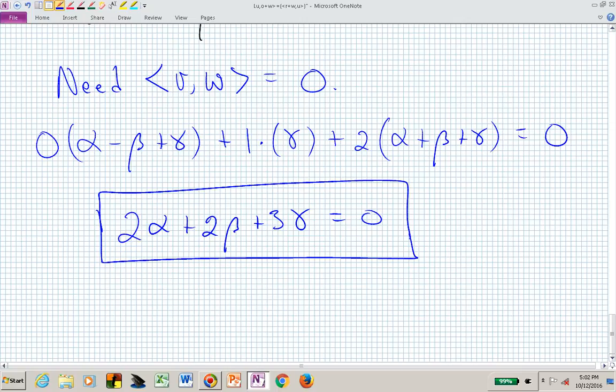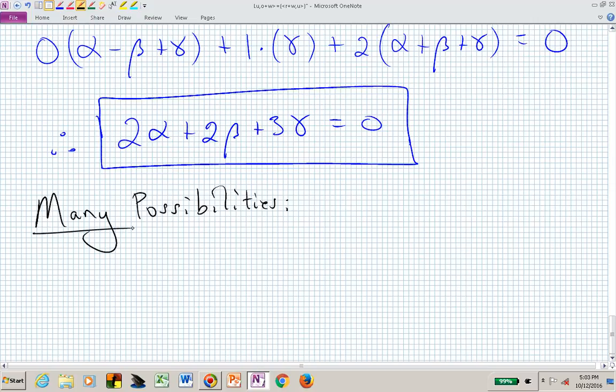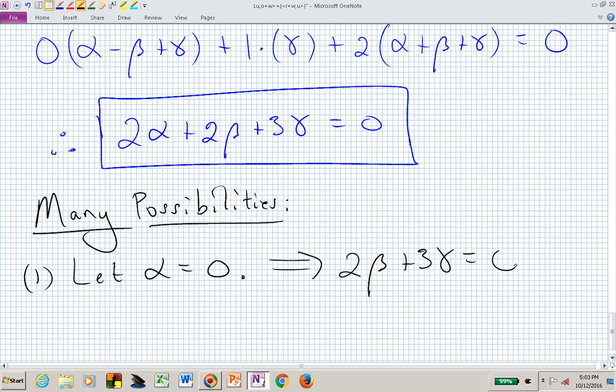So now we have one equation and 3 unknowns. So a lot of W's are orthogonal to that V is what this is saying. Is that clear? What if we look at some? Many possibilities. For example, suppose we start by letting alpha equal 0. Now we're just going to look at linear W's, aren't we? Since alpha was the scalar on t squared. If we let alpha equal 0, now we want 2 beta plus 3 gamma to equal 0.